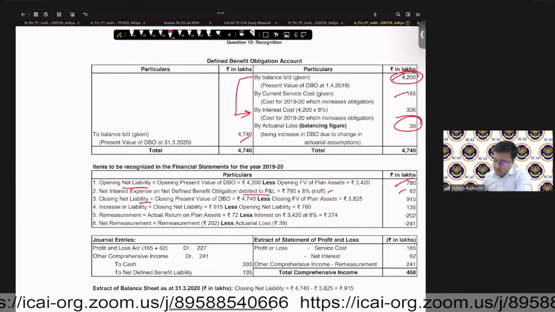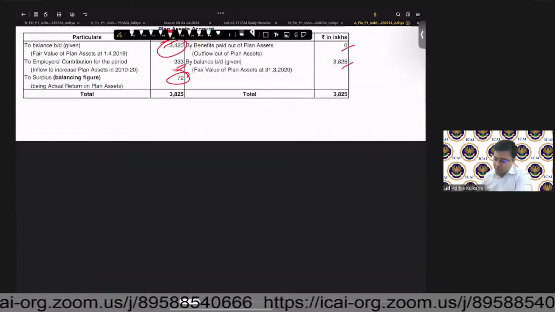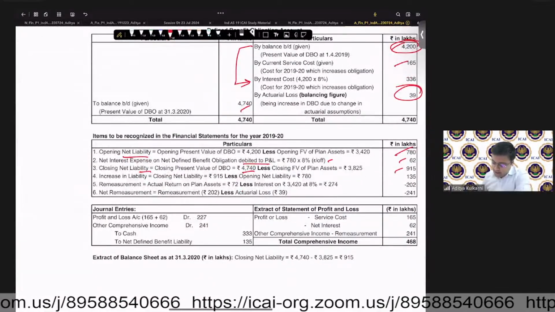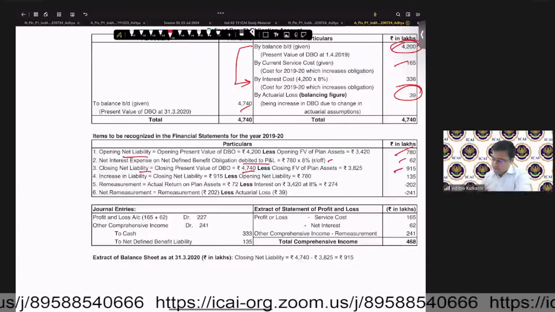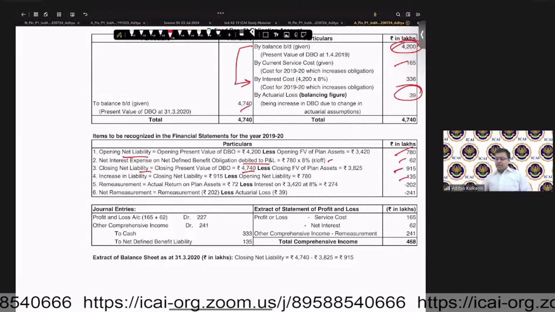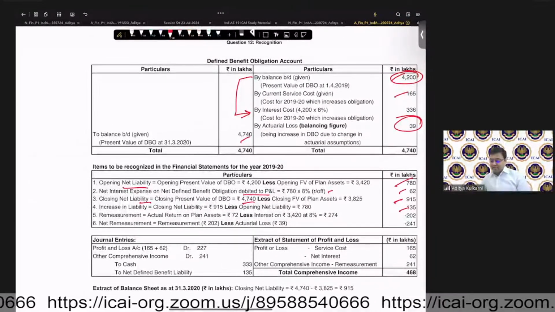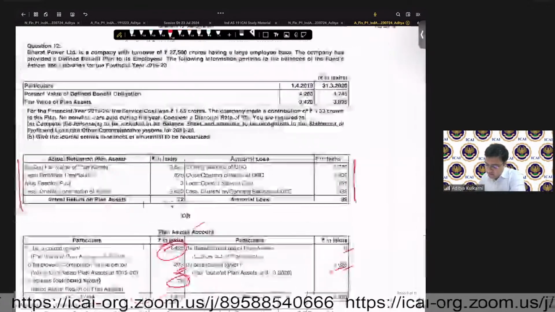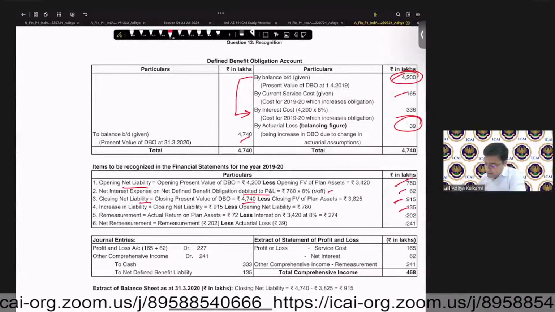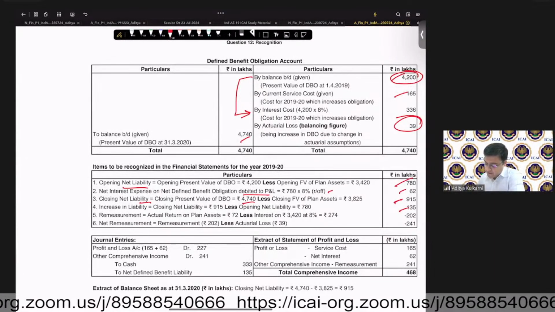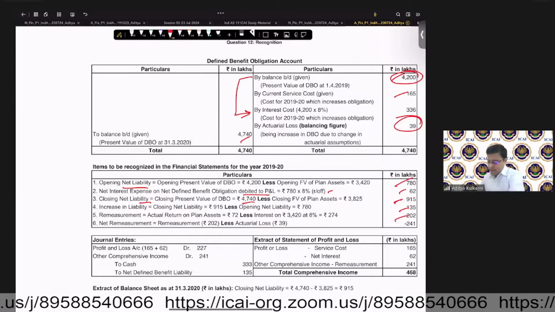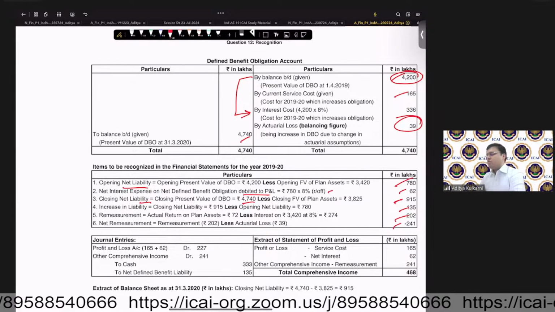Closing net liability 4,740 minus 3,825, so that comes to 915. Increase in liability: closing net liability 915 minus opening net liability 780, so 135. Remeasurement, that is whatever is the balancing figure, actuarial loss, 72 less interest on 3,420 at 8%, so 274. 72 minus 274, 202, and net remeasurement is equal to 202 minus 39, 241.